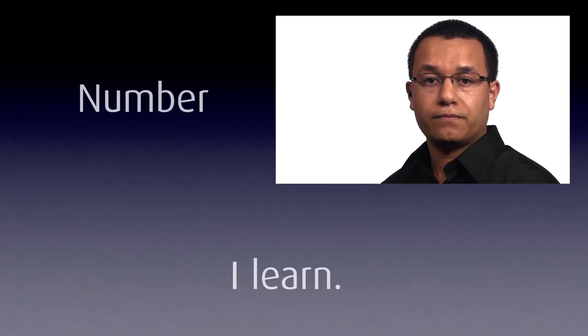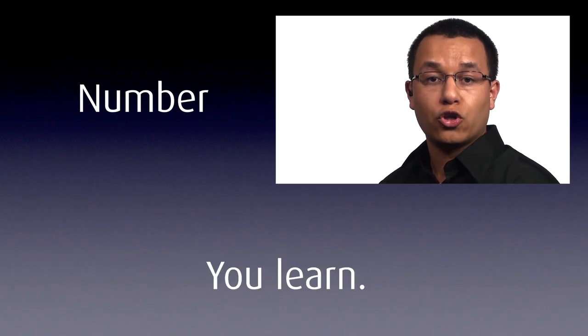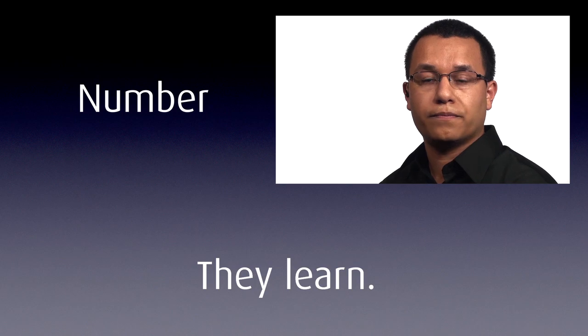Notice in the next example where our present tense verb should inflect based on grammatical person, that is first, second, third person, and in number, singular and plural. I learn. We learn. You learn. You learn. He learn. They learn.